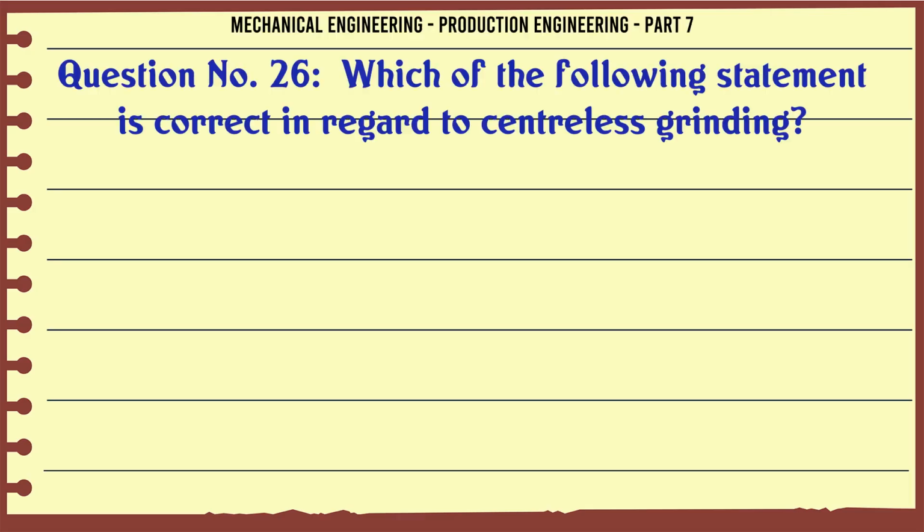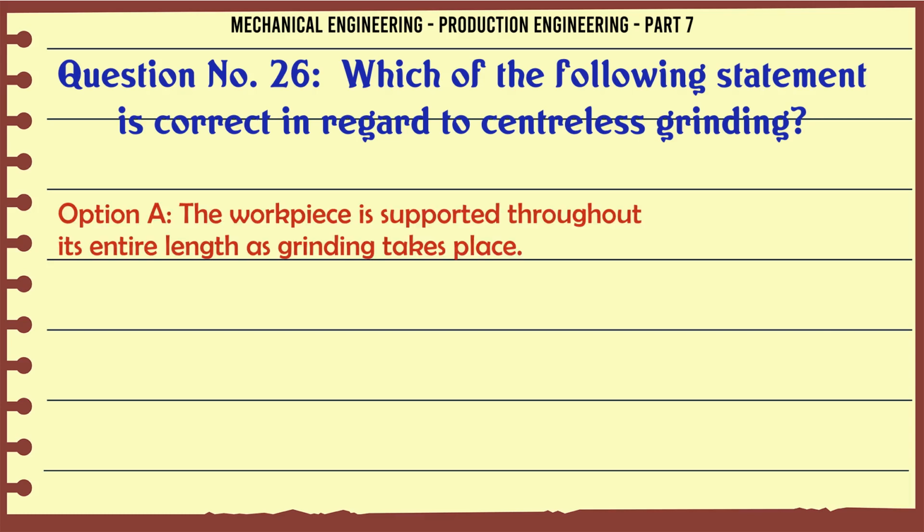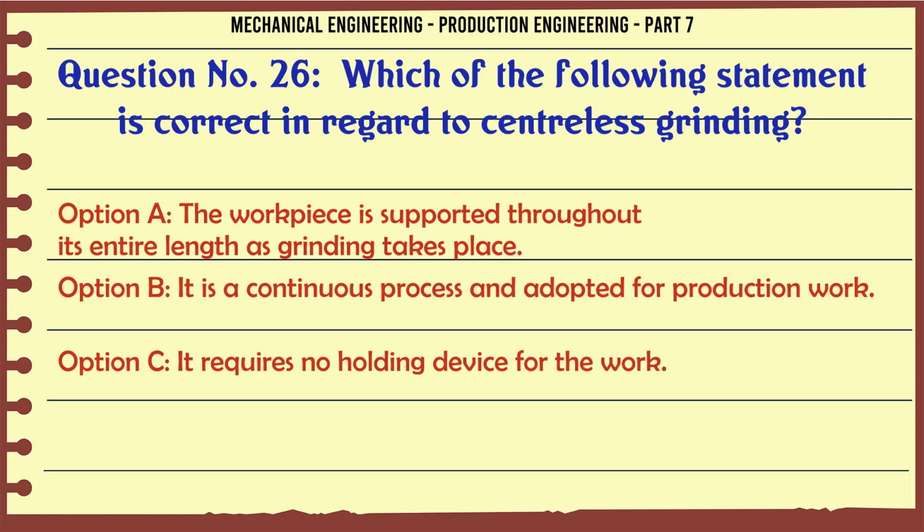Which of the following statements is correct in regard to centreless grinding? A) The workpiece is supported throughout its entire length as grinding takes place. B) It is a continuous process and adopted for production work.